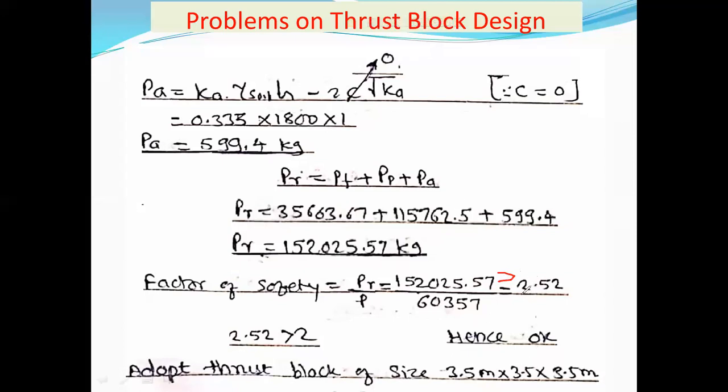Now here if you observe, the value of factor of safety is coming greater than 2. It is coming 2.52. So hence okay, means whatever the dimensions we have assumed, these are okay. Okay, so here we can adopt this thrust block of size 3.5 meter by 3.5 by 2.0.